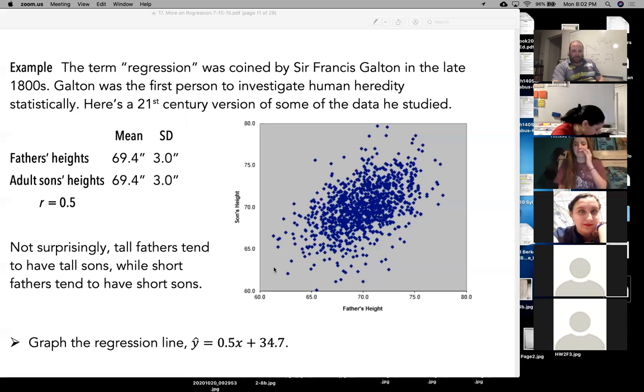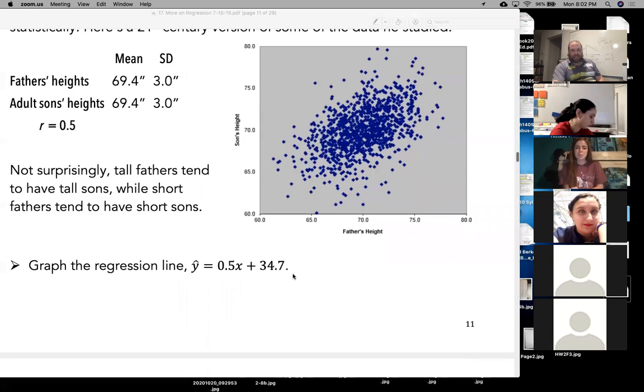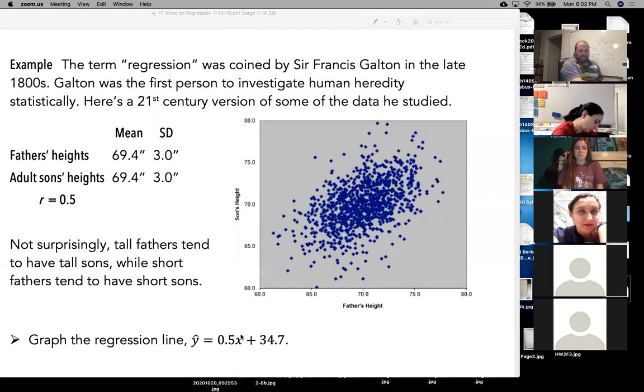So here is the scatter plot, which certainly has a positive linear correlation, not very strong. And we have the regression line, 0.5x plus 34.7 is equal to y hat. So let's see if we can graph that. So I don't know, something like maybe this, give or take. Not the worst guess, right? Is it right? Who knows? Well, it's definitely wrong because it's impossible to be perfect, but it's somewhere in the right ballpark. Would you all agree with that?